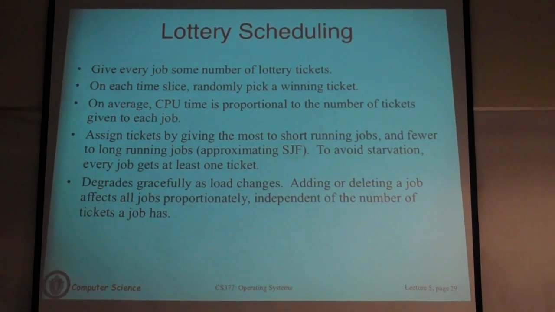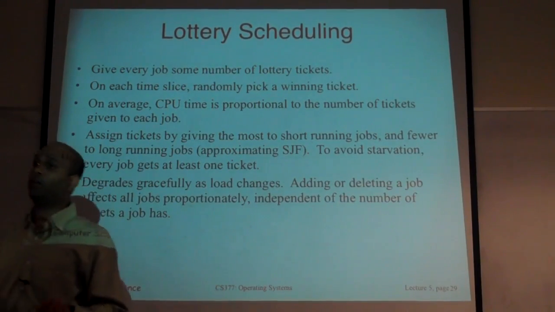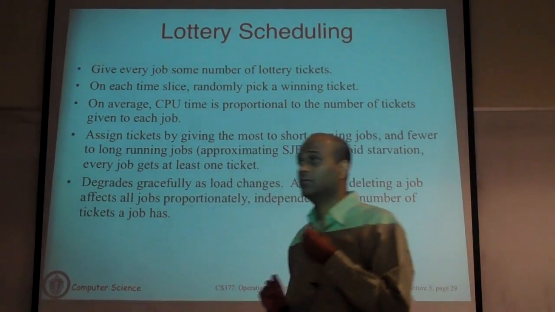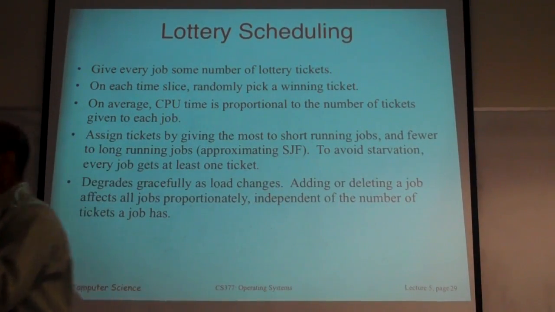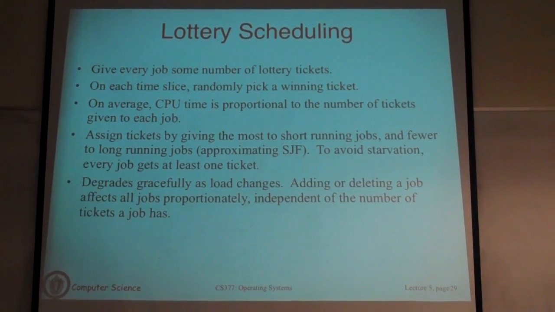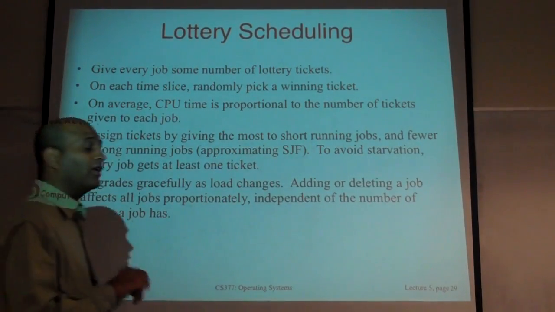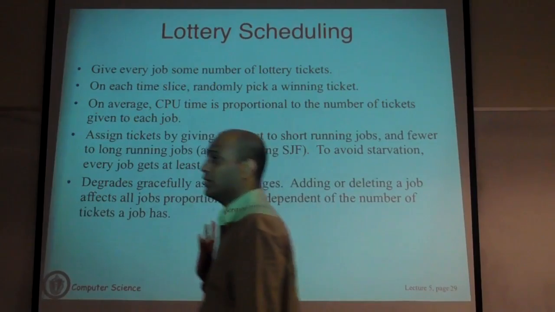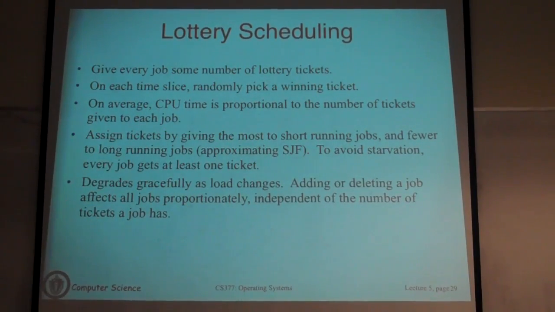Is it clear what I just said? Every time the scheduler runs, every job has been assigned some number of lottery tickets. What that number is, we will see, but let's assume we are given some number. Every time the scheduler runs, you take all the lottery tickets, run a lottery, and the job with the winning ticket gets to run next. Completely randomized. You don't know who is going to win. It depends on the outcome of the lottery. Next time the same thing is going to happen.